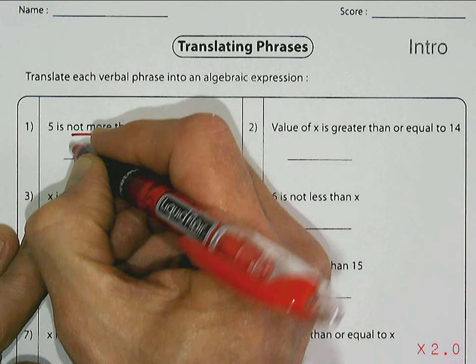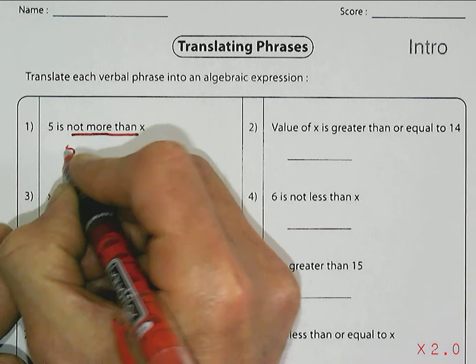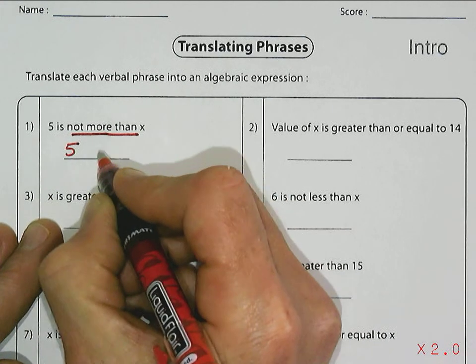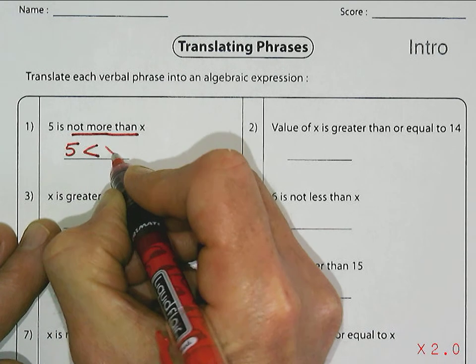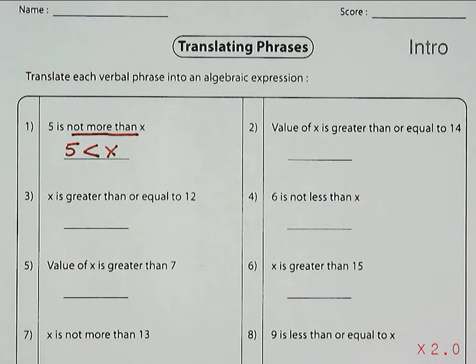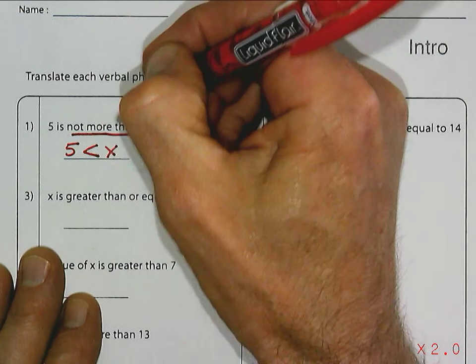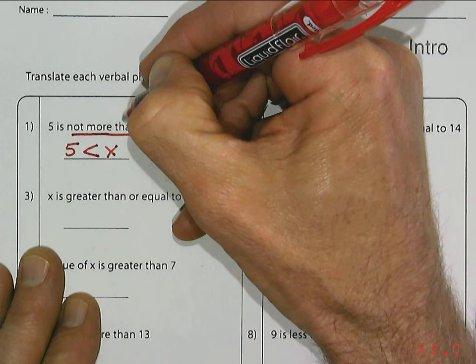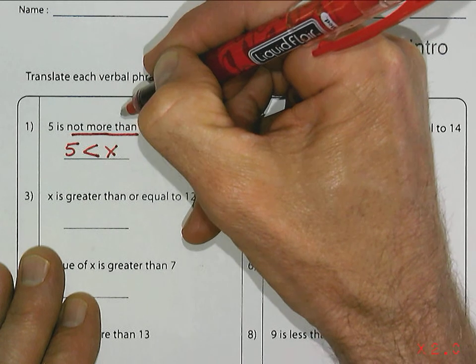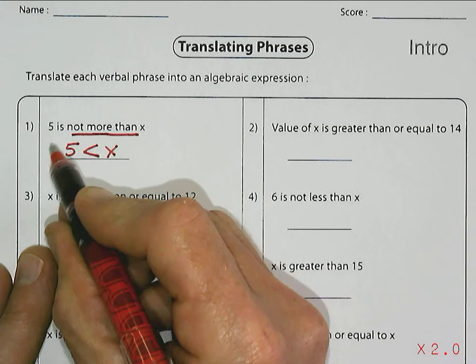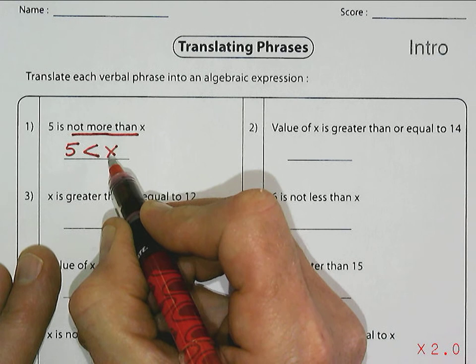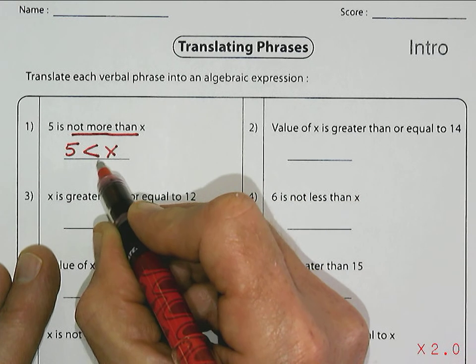So I'm going to actually just write the 5. 5 is not more than, so we'd say it's less than x. So if we just do it left to right, 5 is not more than, this is the part we have to figure out: the inequality symbol that we want to use. In this case it's the less than because it's not more than. And the real question is, could it be equal to as well?